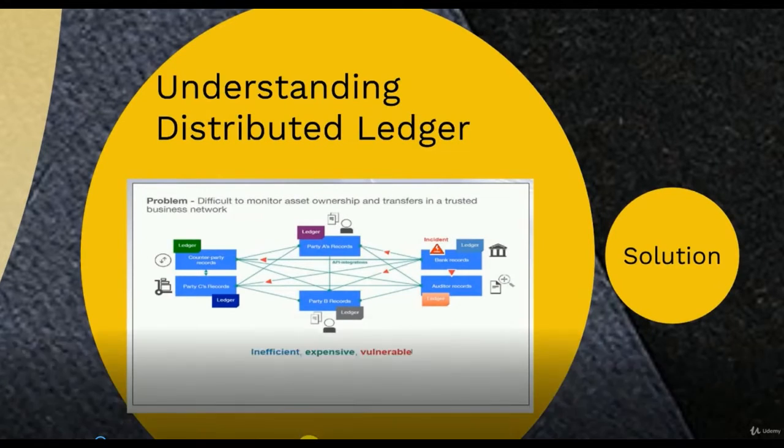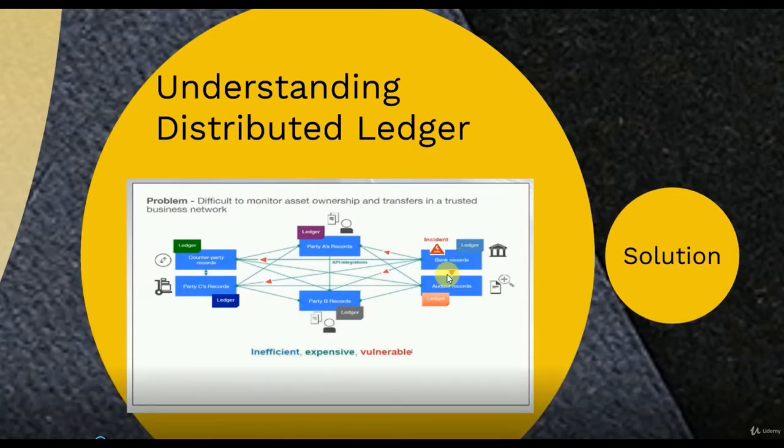So this is your distributed network where, for example, this is your bank or financial network. For each party, like party A, party B, party C, party D, a ledger is maintained on their side. Party A will have A's ledger, party B will have B's ledger, C will have C's ledger, and so on. Similarly, the auditing will have their own ledger, and bank records will maintain their own ledger.